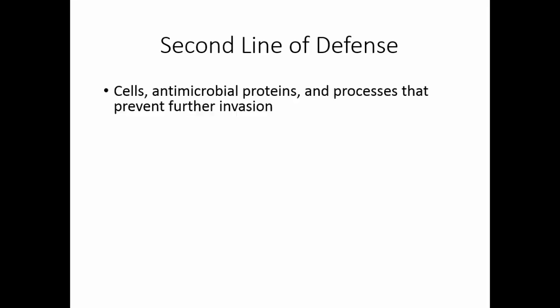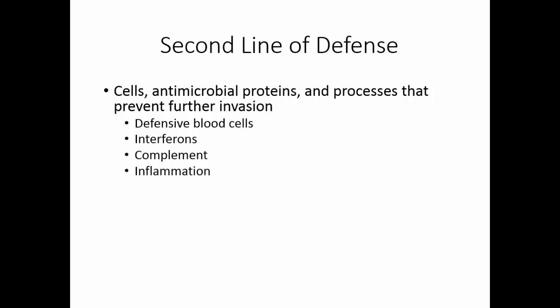Should our first line of defense be breached, should there be a break in our skin, then our second line of defense can come into play. Our second line of defense are a group of cells, antimicrobial proteins, and processes that help prevent further invasion. These things will be our defensive blood cells, the chemicals interferon and complement, the process of inflammation, and the process of fever.